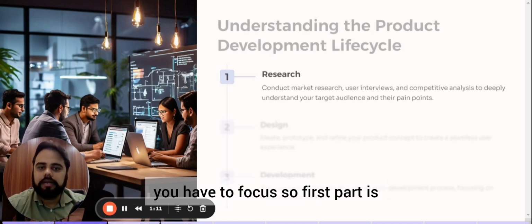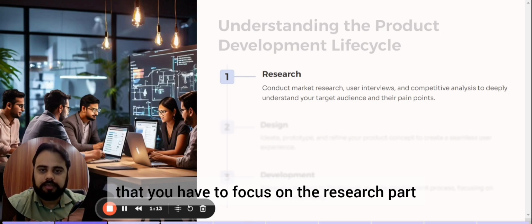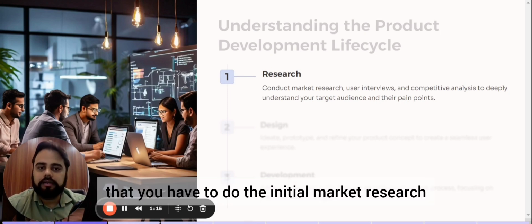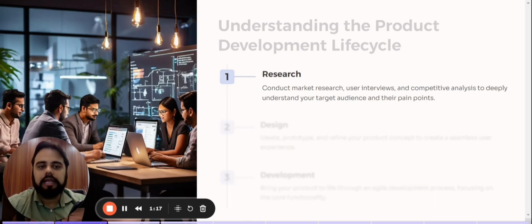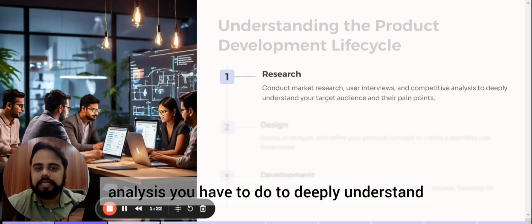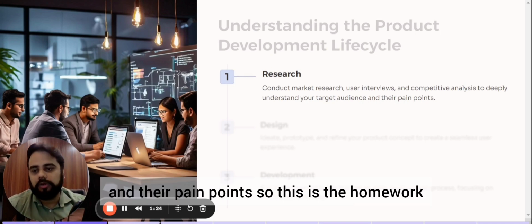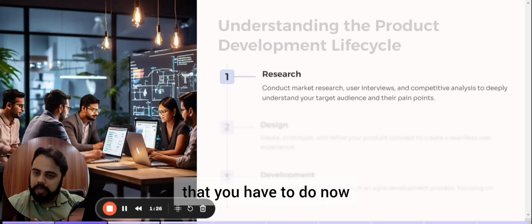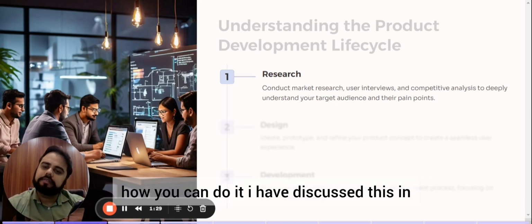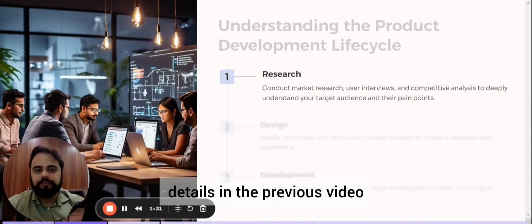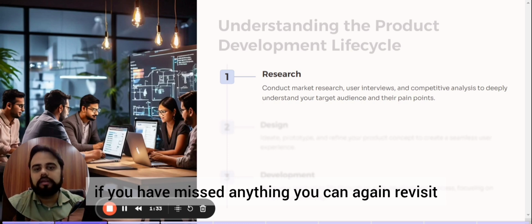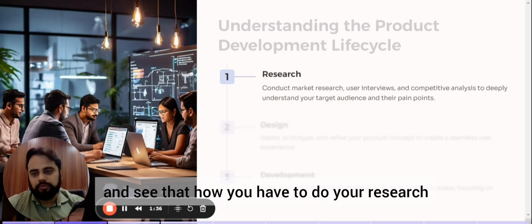The first part is the research part. You have to do the initial market research, user interviews, and competitive analysis to deeply understand your target audience and their pain points. This is the homework that you have to do. How you can do it, I have discussed in detail in the previous video. If you have missed anything, you can revisit it and see how to do your research.